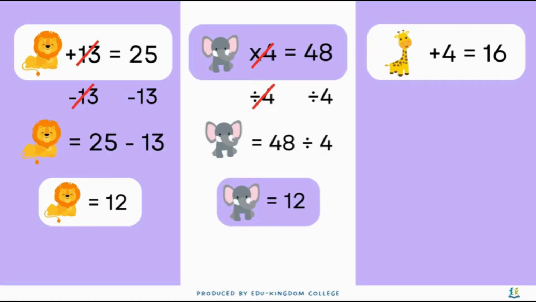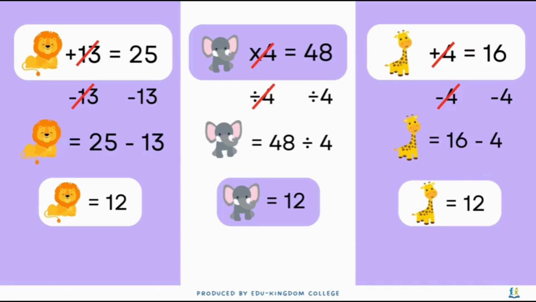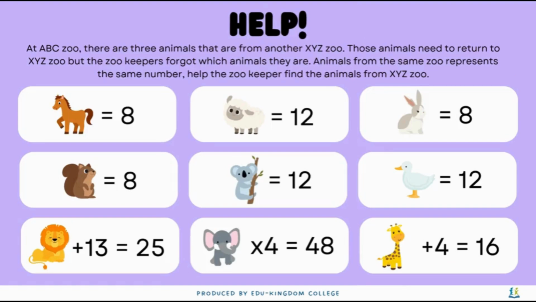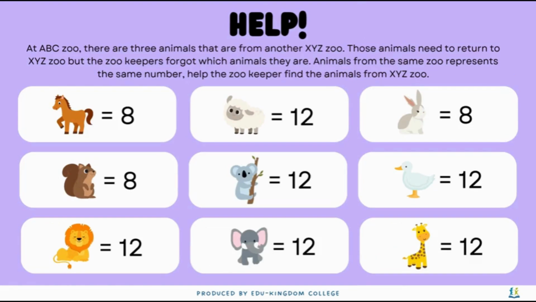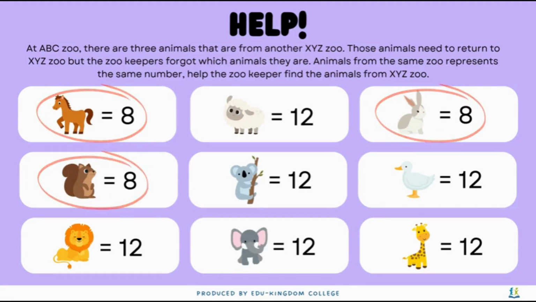So our very last animal, the giraffe: to get rid of the plus 4, I need a minus 4 on both sides. Plus 4 minus 4 cross out each other. Giraffe equals 16 minus 4. Therefore, the giraffe equals 12. Now that we have found all the numbers that each animal represents, we have found our 3 outliers from XYZ Zoo, which are going to be the horse, the rabbit, and the squirrel, which equate to the number 8.